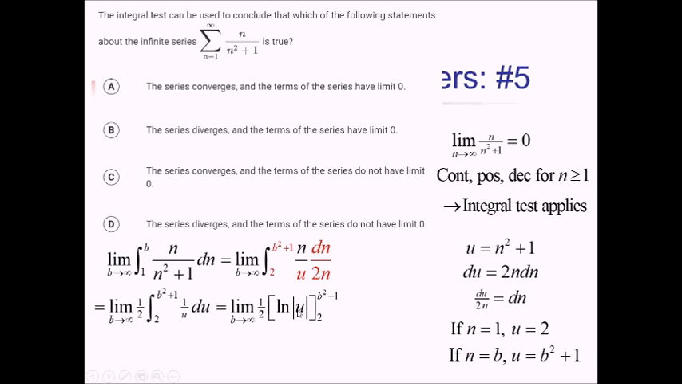So now evaluating this, let me plug in these two limits of integration. We've got 1/2 outside. Inside, we have ln of b squared plus 1, and I don't need the absolute value anymore because this couldn't possibly come out negative. And then I also have ln of 2 that we're subtracting. Now, as b approaches infinity, this ln of b squared plus 1 term is going to grow to infinity. So this whole integral is going to be infinite. It's going to diverge, which means that the series itself is going to also diverge. So between our answer choices, that means B is the answer. Series diverges, and the terms had a limit of 0.